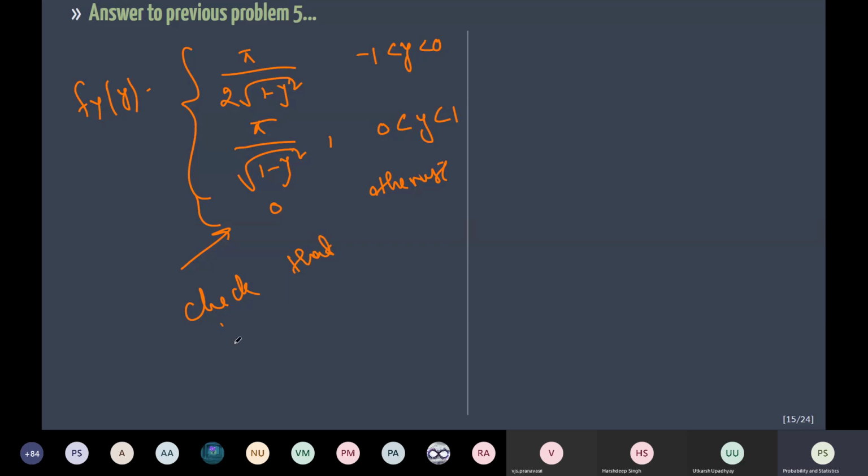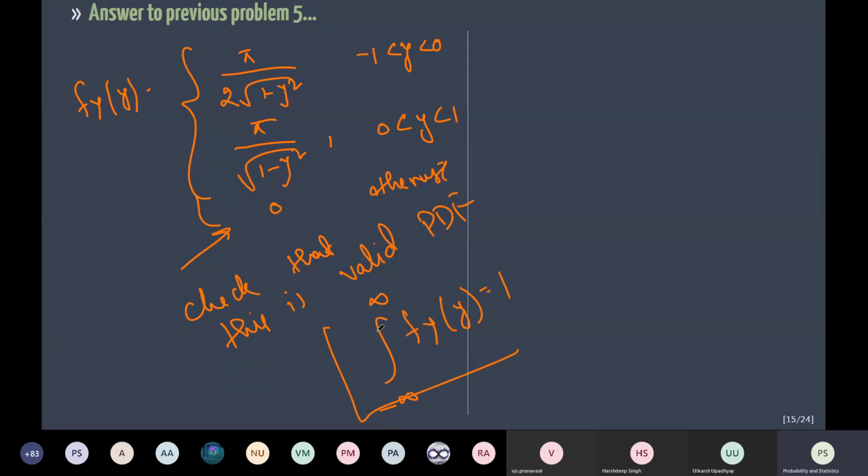that this is a valid PDF. It has to be a valid PDF. For this to be a valid PDF, you have to verify that the integral from minus infinity to infinity must turn out to be 1. Okay, so this is a check we should always do to check for errors. I will also try to do this check offline to make sure that what I have done is correct.